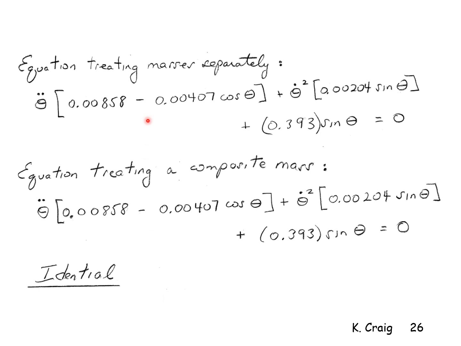So my equation, when I treat the masses separately, I get this equation again with numerical values. If I treat the system as a composite mass and evaluate substituting in numerical values, I get the identical expression. So both approaches are valid. Again, I'm substituting in numerical values only for comparison purposes here to make sure the equations are identical, rather than showing by algebra the equivalence of some complicated algebraic expression. Numerically, I show that they are identical.